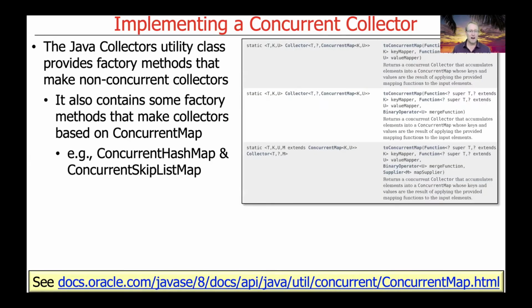There are also some factory methods that we didn't really talk much about in this course that make collectors that implement ConcurrentMap. So for example, you can use the toConcurrentMap factory method in the Collectors class to make a ConcurrentHashMap to be the map, the ConcurrentMap, what's called the mutable result container. Or you could use the toConcurrentMap factory method to make a ConcurrentSkipListMap, and so on and so forth.